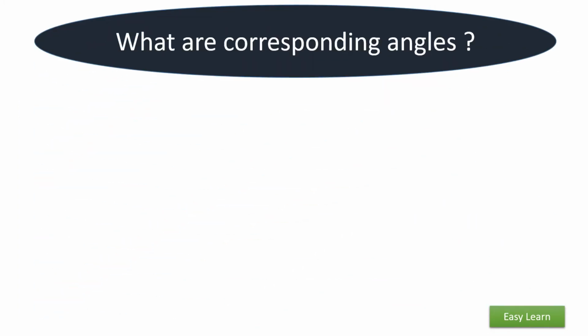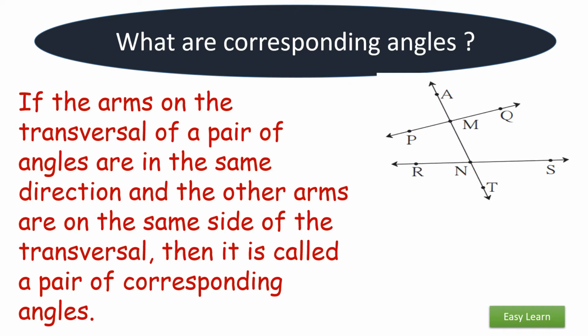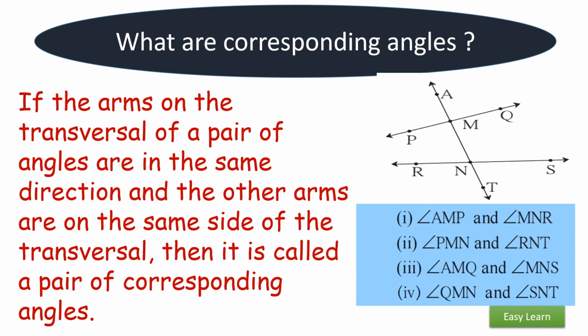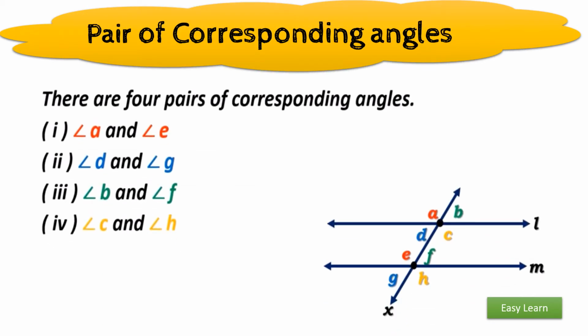What are corresponding angles? If the arms on the transversal of the pair of angles are in the same direction and the other arms are on the same side of the transversal, then it is called a pair of corresponding angles. In the figure, angle AMP and angle MNR are corresponding angles. Angle PMN and angle RNT are corresponding angles. Similarly, angle AMQ and angle MNS, angle QMN and angle SNT. There are 4 pairs of corresponding angles.